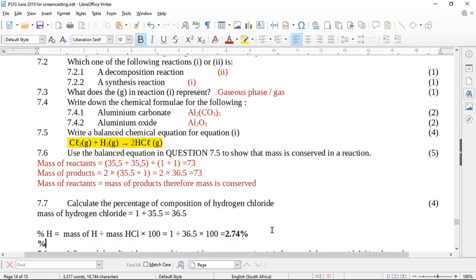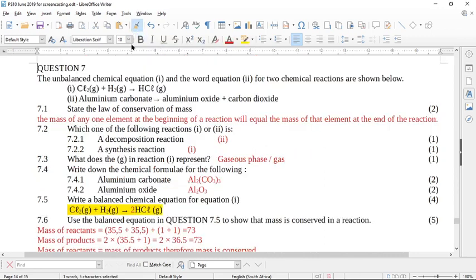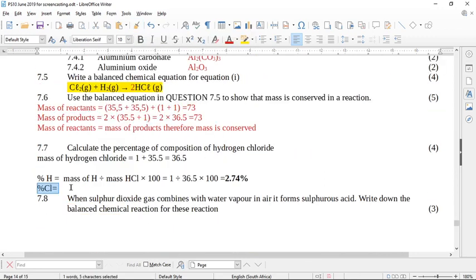Now we need to find the percentage chlorine, and you see how I'm writing here percentage hydrogen, percentage chlorine. You have to do this, okay? You have to write this. If I don't know what you're dealing with, I can't award you the mark. So I want to know which is the hydrogen, which is the chlorine.